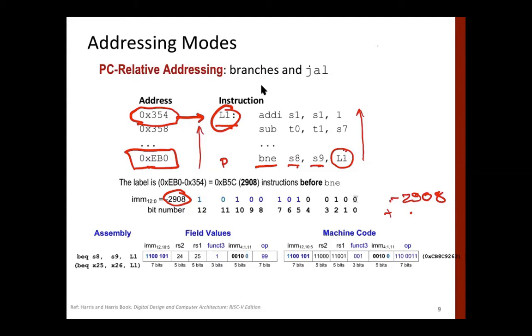I'm sorry, it's like this. In order to find out displacement, look at the current value of PC. This is EB0, and from that we need to subtract 354, or we will do just the opposite of that. This is a destination, so take this plus this, and you will find the answer, right? So it's a displacement, and the displacement is in an indicated direction.